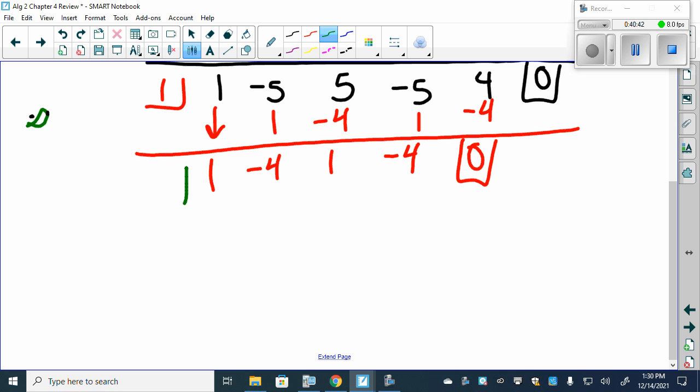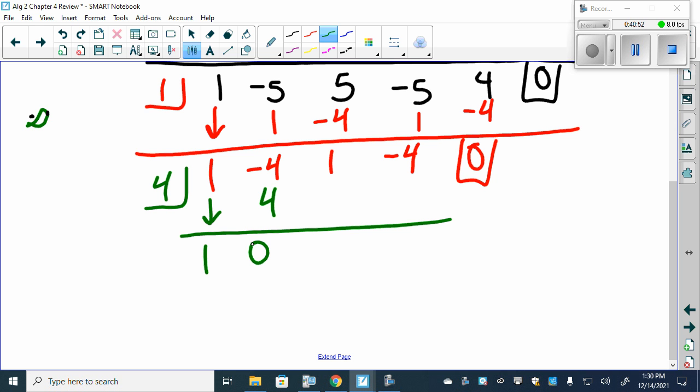Now we need to do it for 4. Bring down the 1. Now 4 times 1 is going to give us 4. Negative 4 plus 4 is 0, and 4 times 0 is 0. 1 plus 0 is 1. 4 times 1 is 4, and negative 4 plus 4 is 0.